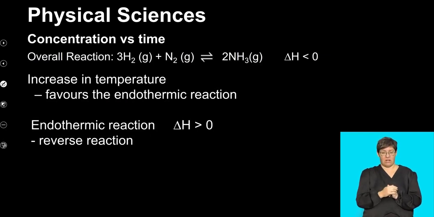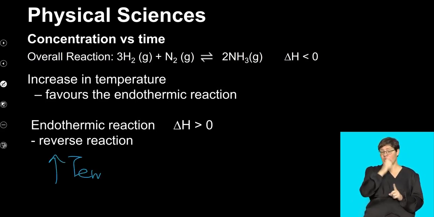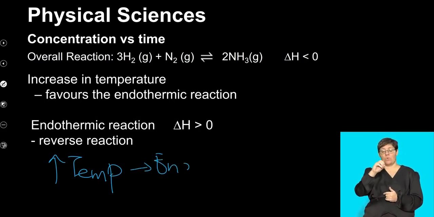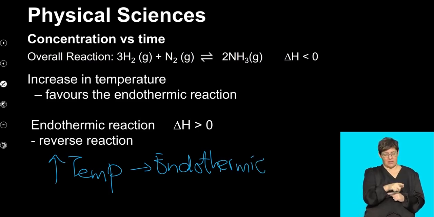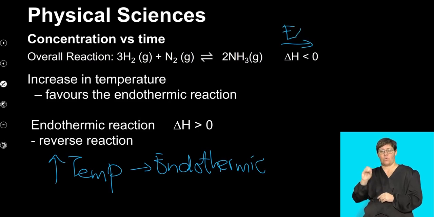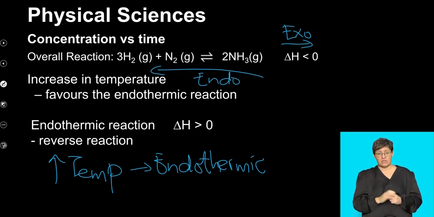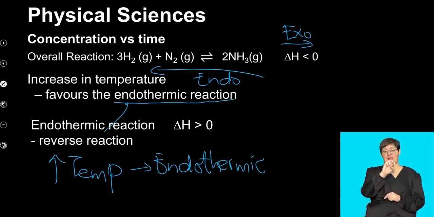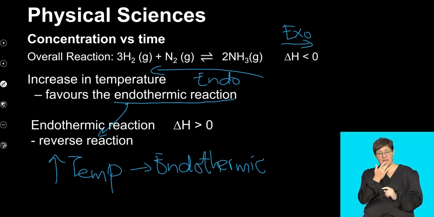Now we know, firstly, when we talk about temperature, we first need to look at exothermic and endothermic reactions, because an increase in temperature will always favor the endothermic reaction. So we need to see which reaction here is endothermic, and we see that the forward reaction is exothermic, meaning that the reverse reaction is endothermic. An increase in temperature will then favor the reverse reaction, which in this case is endothermic. Or we can say an increase in temperature favors the endothermic reaction, which in this case is the reverse reaction.